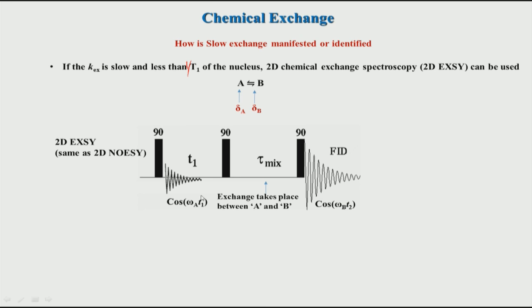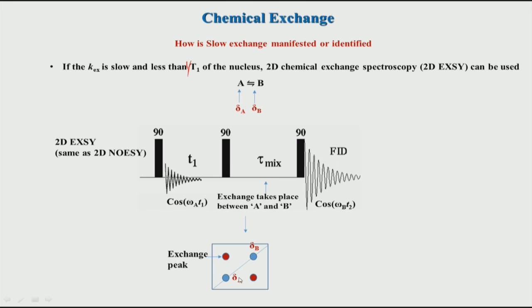Same thing will happen with B. Suppose there is a population of B; it will get exchanged with A, and A will come here. So that will be cosine omega_B t1, cosine omega_A t1 t2. Therefore, you can have both possibilities, A going to B or B going to A. Now, if we do a 2D Fourier transform, this is how the spectrum will look.